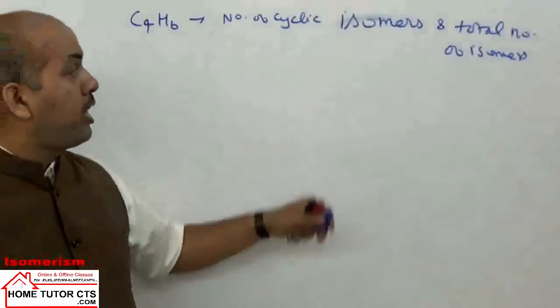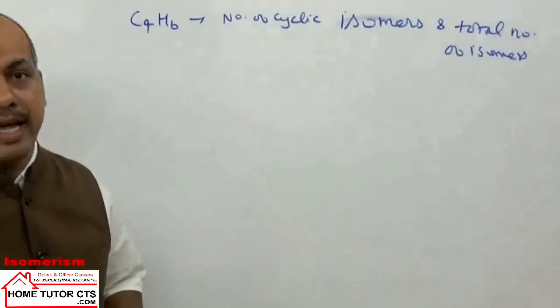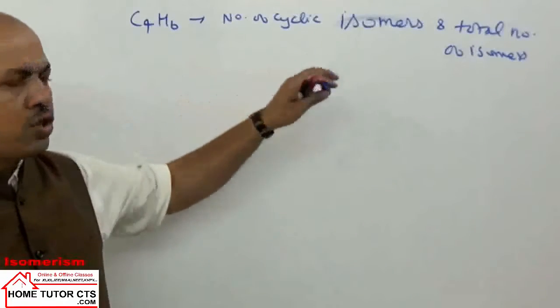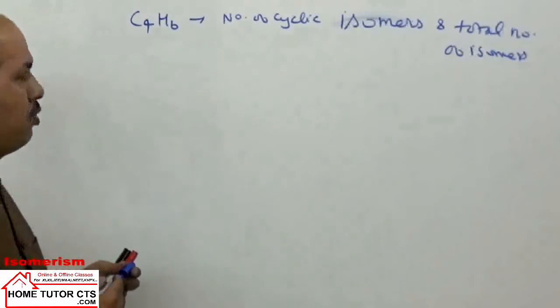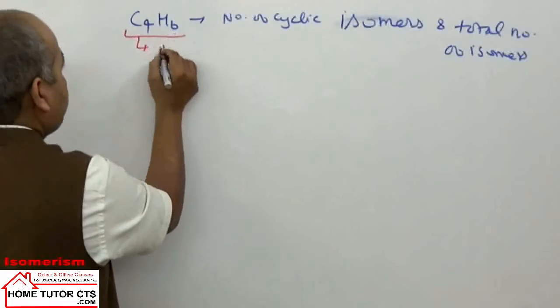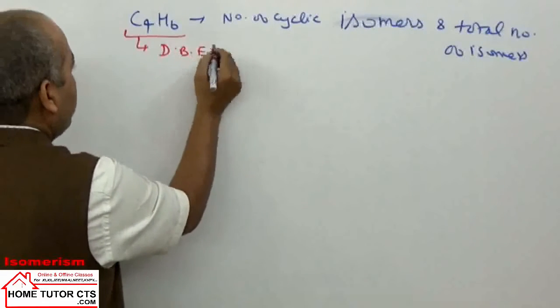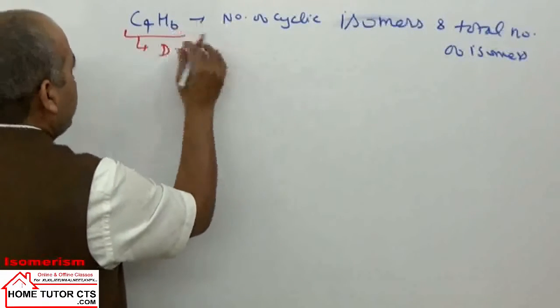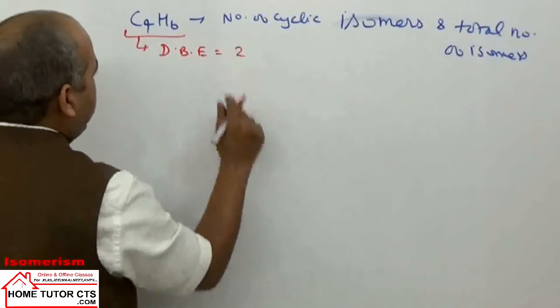So I have asked you total isomers and in them how many can be cyclic. So let us find first the total number of isomers. For that calculation, how much double bond equivalent does it have? How much double bond equivalent will come in this? For C4H10, 2 will come.